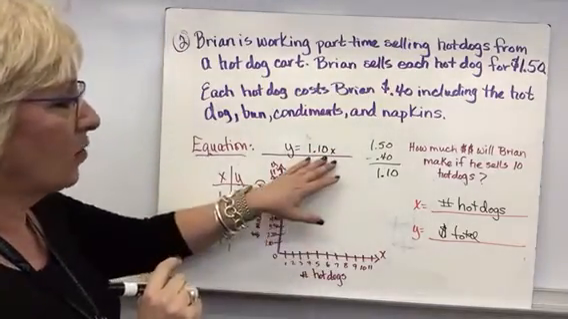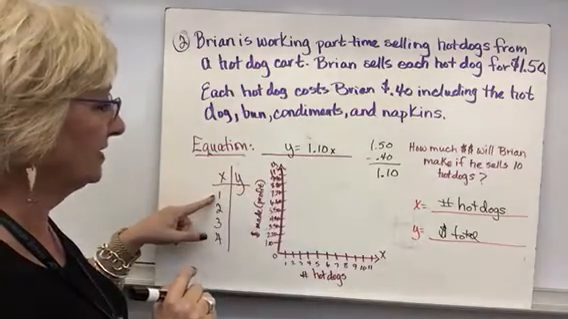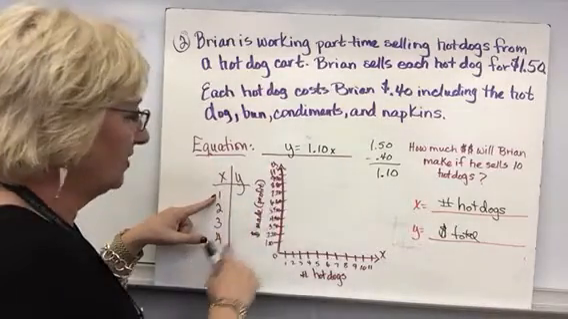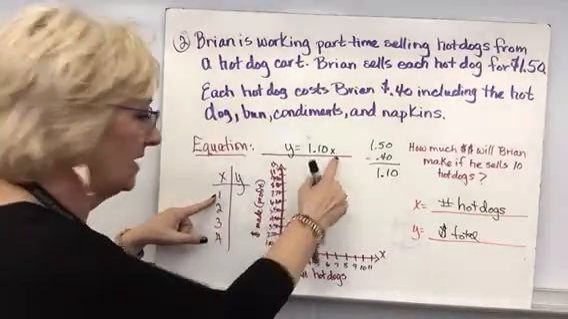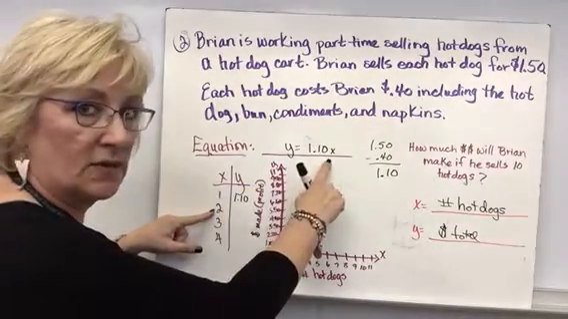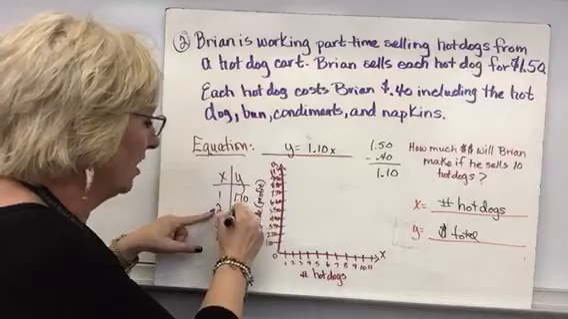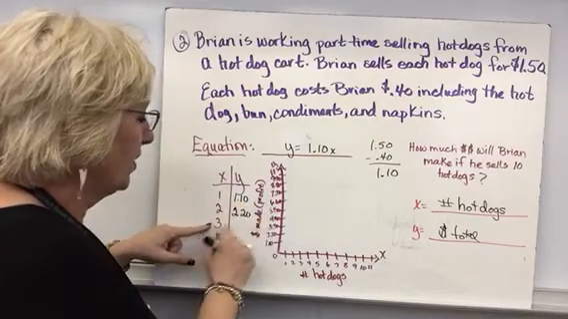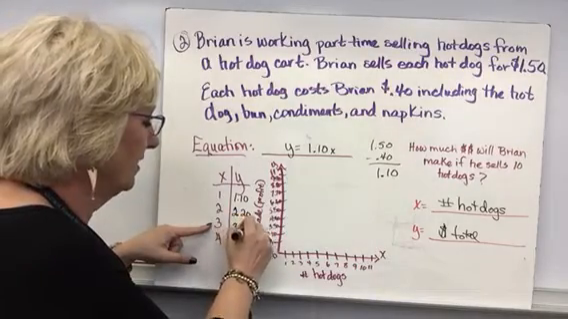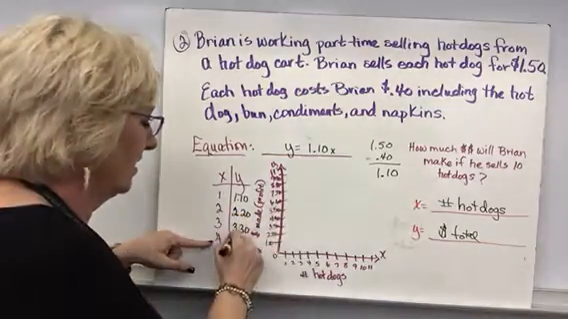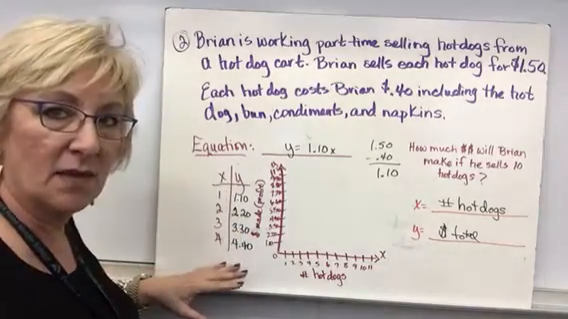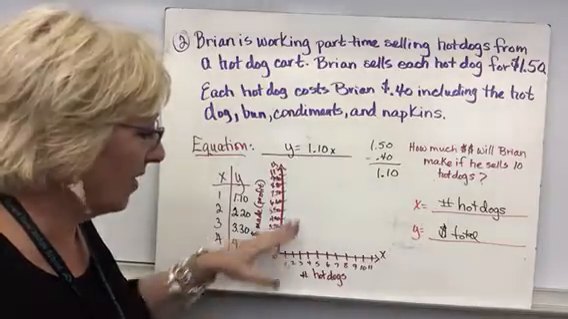So when I have my equation, I can then stick these numbers in it and say, what is 1 in place of X, because these are all my X values. I'm going to say 1 times 1.10 is going to give me $1.10. 2 times 1.10 is going to give me $2.20. 3 times 1.10 is going to give me $3.30. 4 times 1.10 is going to give me $4.40. So now that I've got some numbers here in my table, I can come over here and graph it.